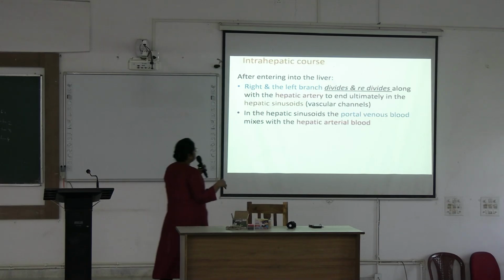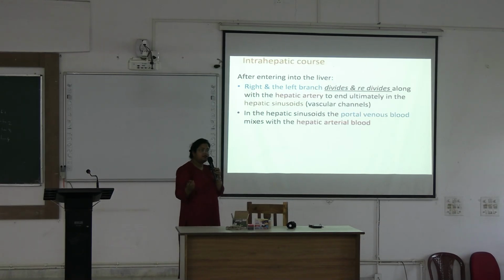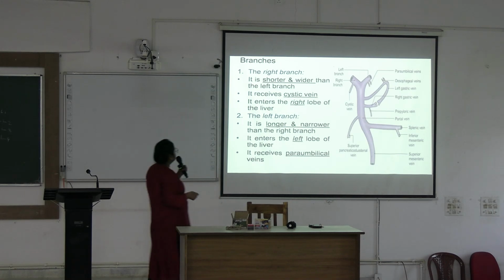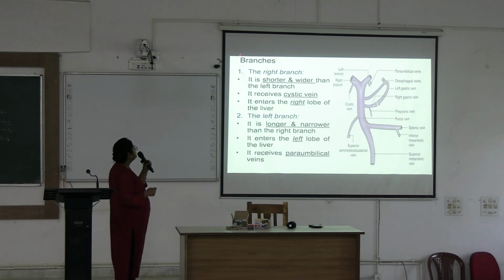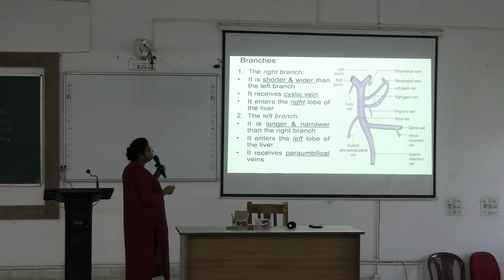And those two bloods are mixing within the sinusoids, and they are draining through the hepatic veins directly into the inferior vena cava, which is lying at the inferior vena caval groove on the posterior surface of liver. You have seen during the liver viscera. So these are the branches. Branches you must remember. The tributaries. Okay. So here we will discuss first the branches.